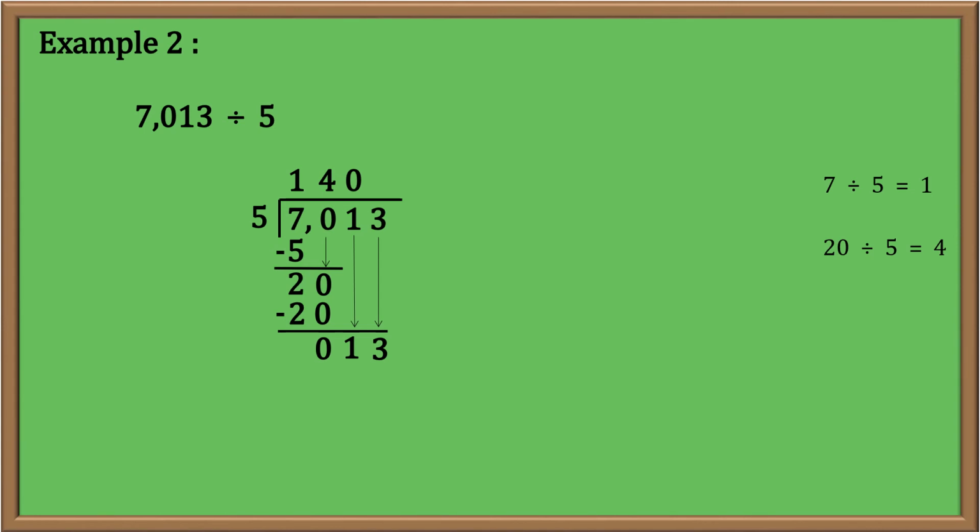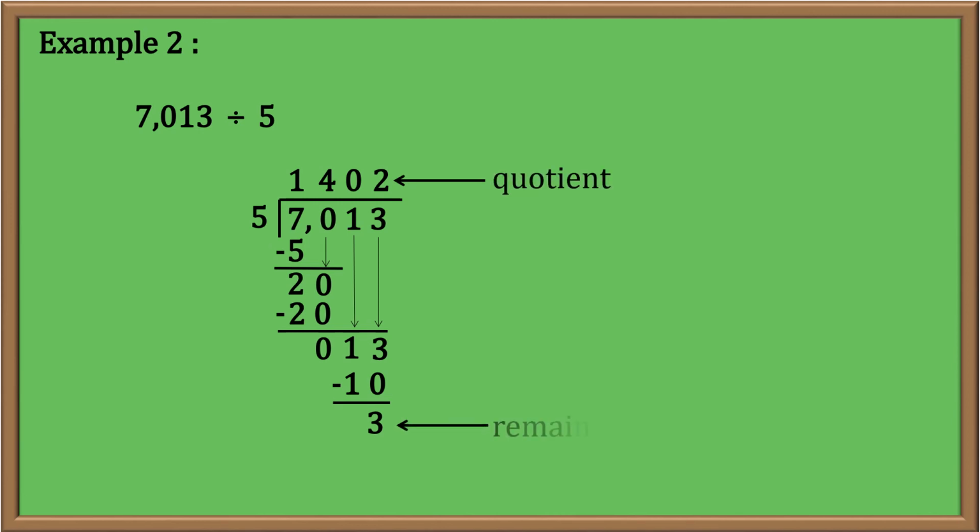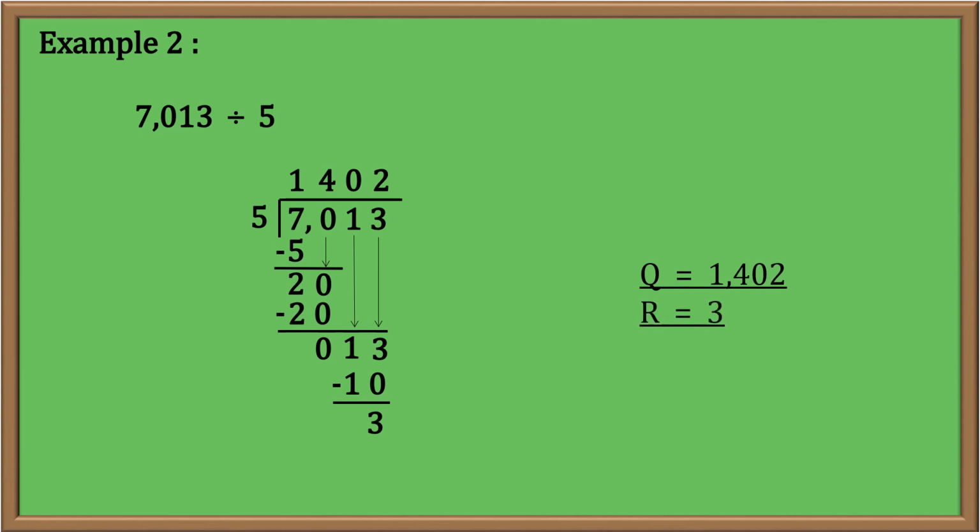After you have brought down the last digit 3, now you have to divide 13 by 5. 13 divided by 5 is equal to 2, as 5 2s are 10, which is closest to 13. The quotient is 2, write the quotient above 3, and 5 2s are 10, right below 13. When you subtract, the remainder is 3. There are no more digits left in the dividend, so now you have got the quotient 1402 and the remainder 3. Write the answers. Q is equal to 1402, R is equal to 3.